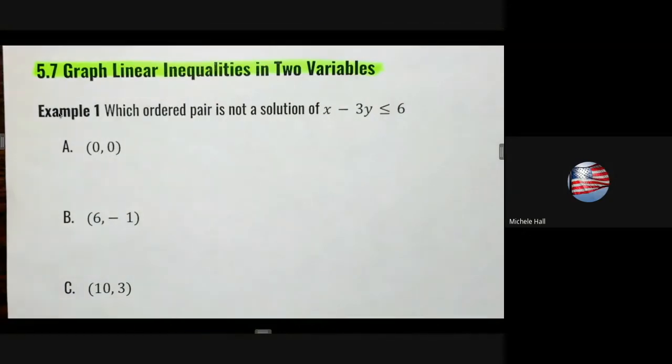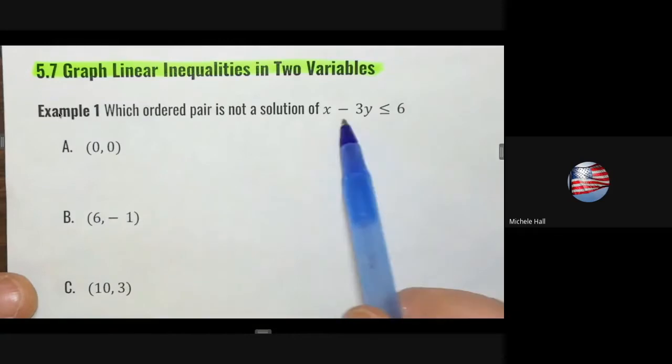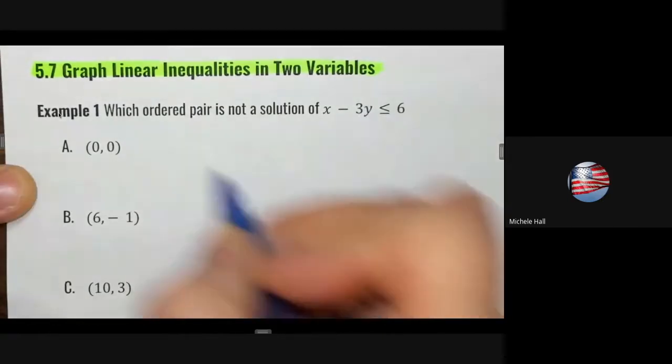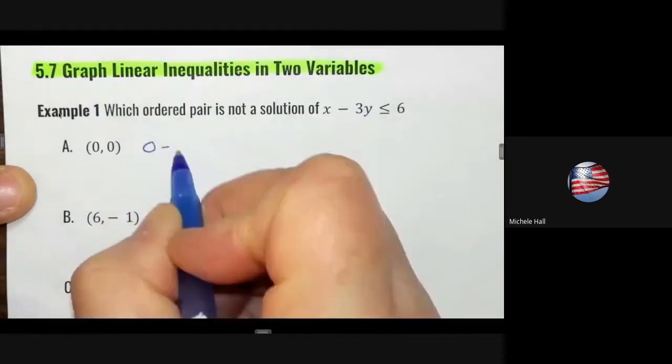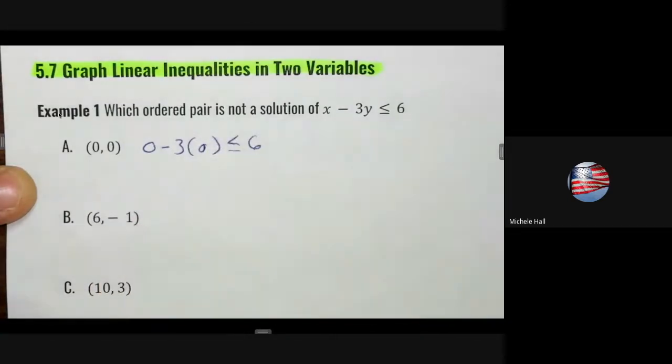5.7, graph linear inequalities in two variables. Example 1, which ordered pair is not a solution of x minus 3y is less than or equal to 6? I have an x value and a y value. We can substitute those in to see if we get a true solution. So x is 0, y is 0. Is that less than or equal to 6?